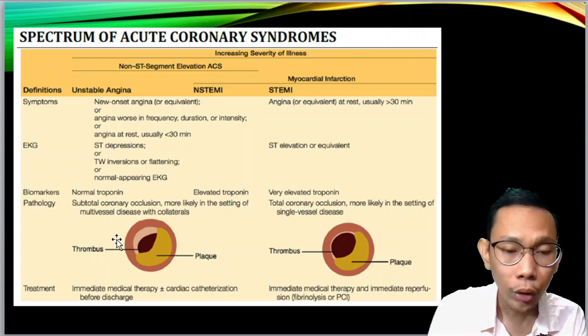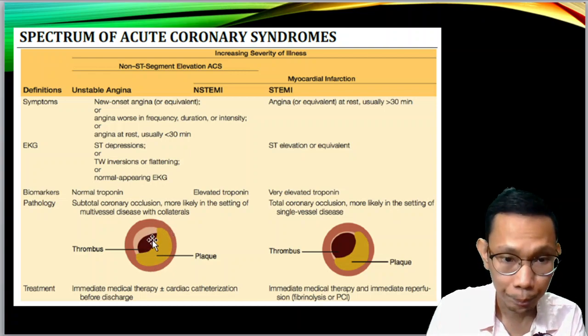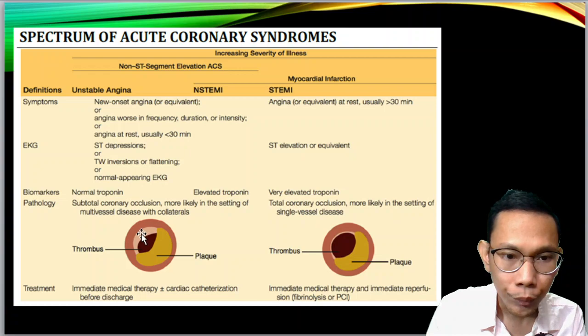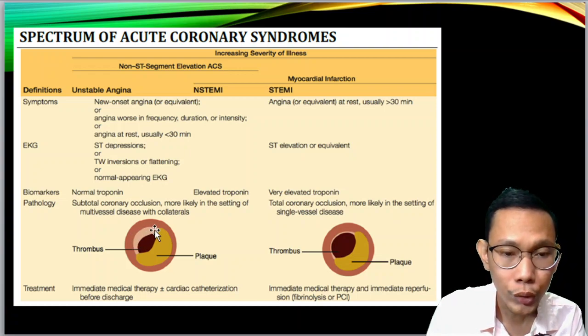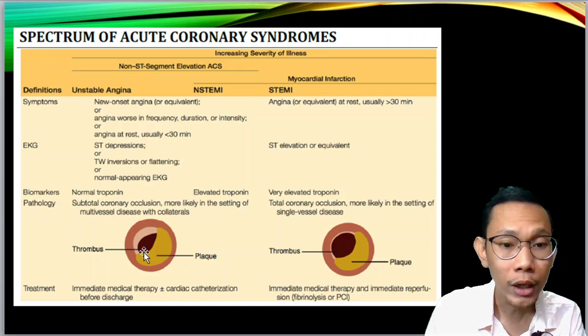In terms of its pathology, let's look. In your unstable angina and your non-STEMI, what happens? There is this cross-section of your coronary blood vessel. There is a plaque and there is a thrombus. This plaque and thrombus now cause a blockage of your blood vessel. Just a little is left. Do you see this? This one is the only lumen that is not blocked by your plaque and thrombus. So in short, there will be a decreased oxygen supply towards your heart.